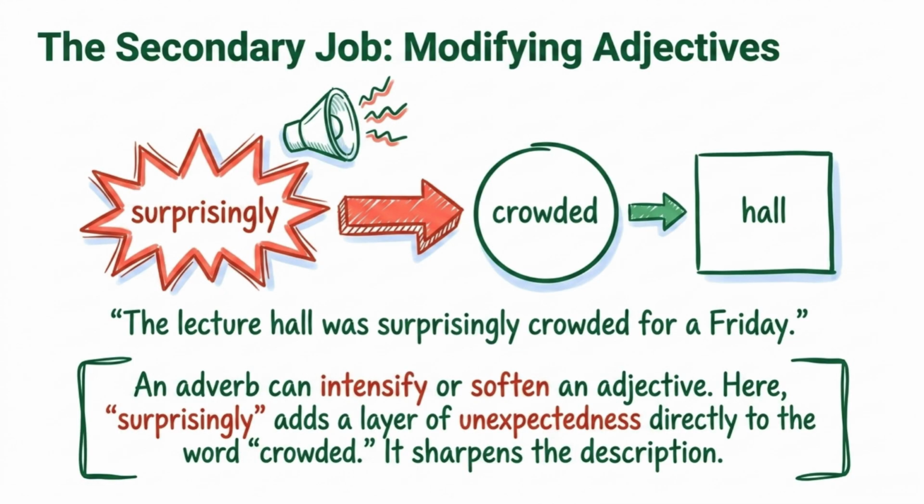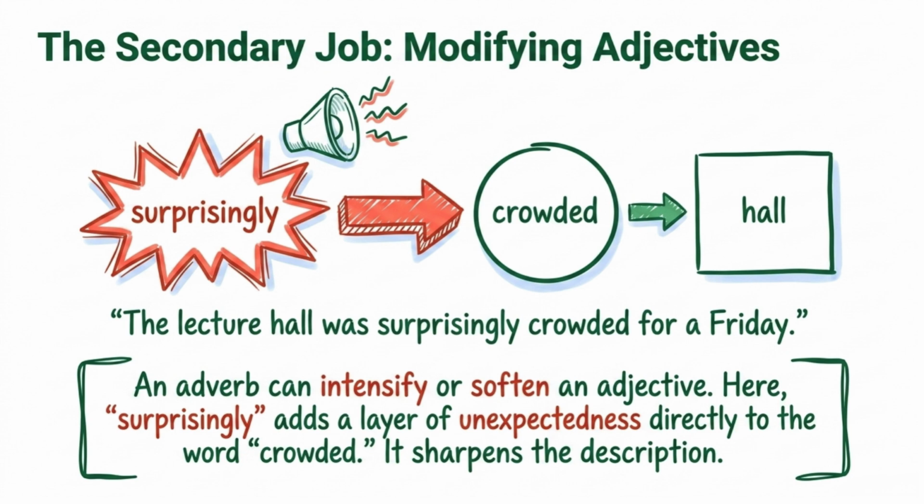The secondary job, modifying adjectives. Adverbs also intensify or soften adjectives. The lecture hall was surprisingly crowded for a Friday. Here, surprisingly doesn't touch the verb at all. It attaches directly to crowded, adding a layer of unexpectedness.